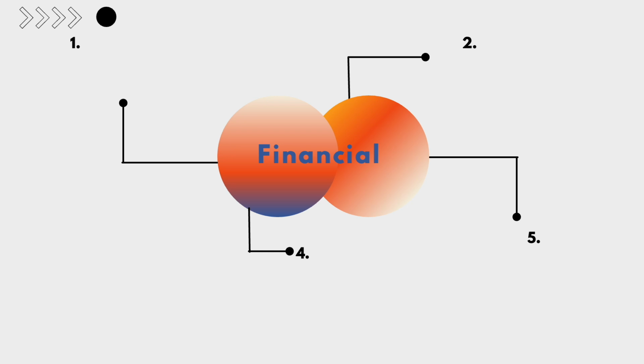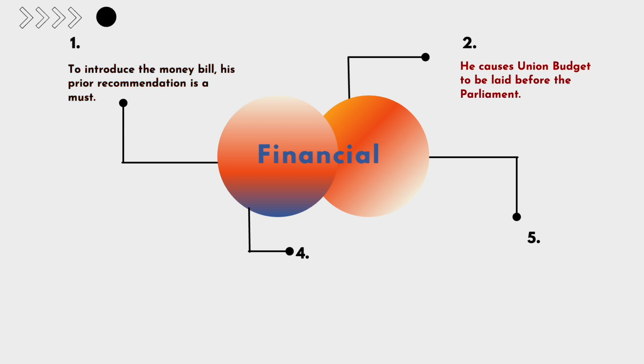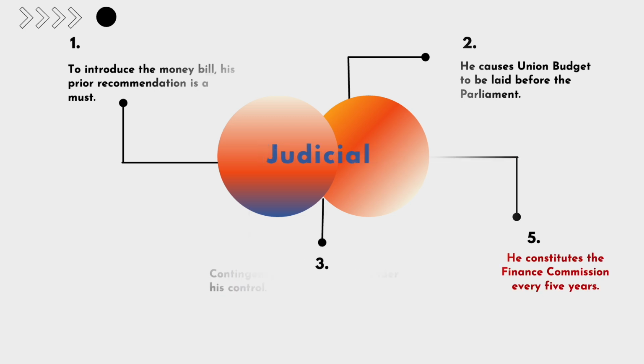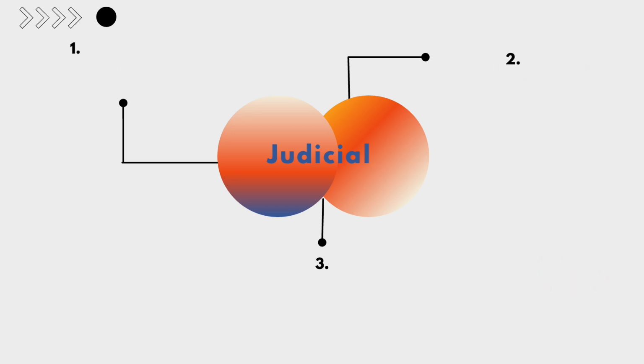Third, we come on to the financial powers. Whenever a money bill is introduced, it is a must to have the prior recommendation of the President on it. He or she has to present the union budget to the Parliament. The contingency fund of India is under his or her control, and he or she constitutes the Finance Commission every 5 years. Fourth, we come on to the judicial power.